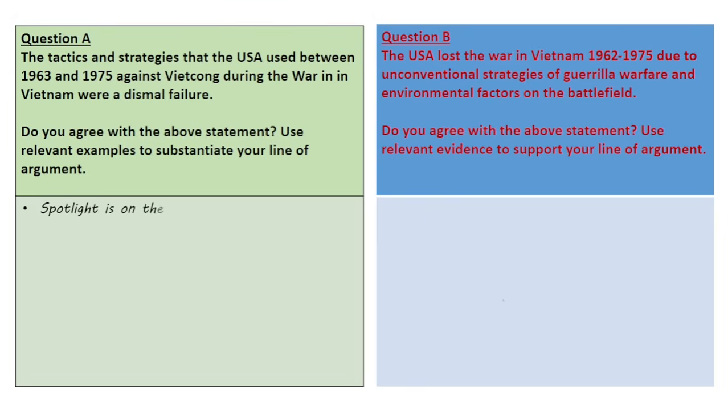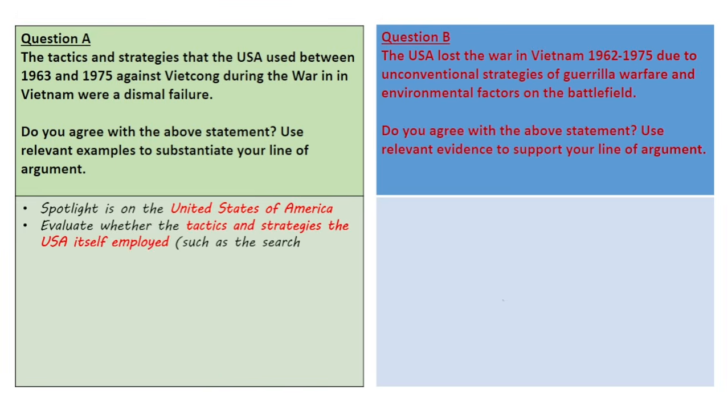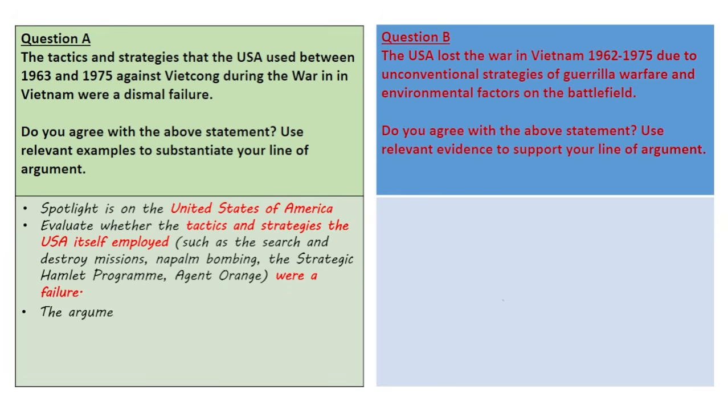Question A puts the spotlight squarely on America. It asks you to evaluate whether the tactics and strategies the USA itself employed, such as the search and destroy missions, napalm bombing, the Strategic Hamlet Program, Agent Orange, were a failure. The argument relies on what America did and whether those actions worked.